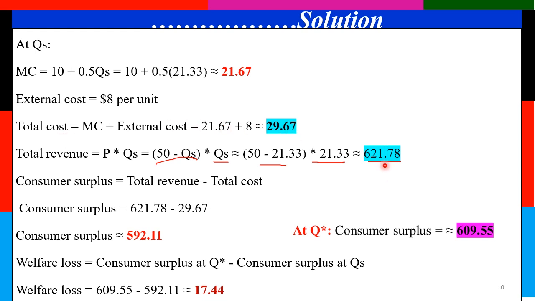Therefore, the difference between those two numbers is approximately 592.11. Now the consumer surplus at socially optimum level is this one. The consumer surplus at market equilibrium is this number. Consumer surplus at market equilibrium we already calculated.